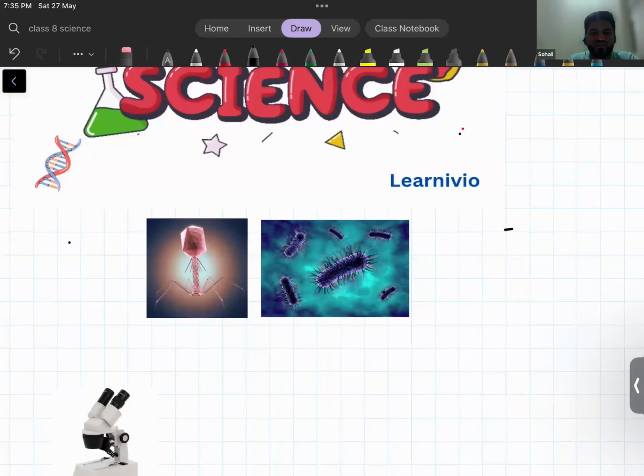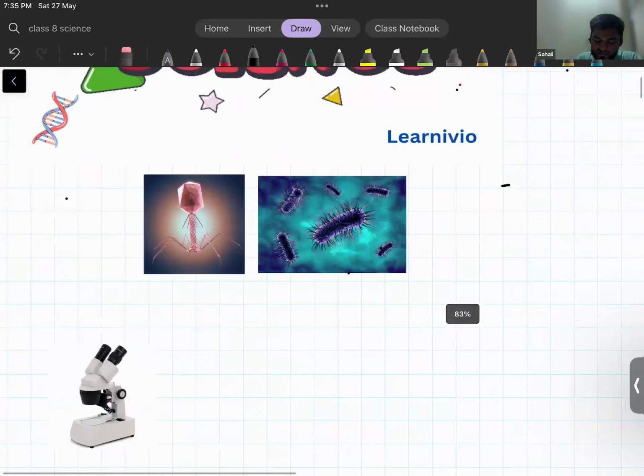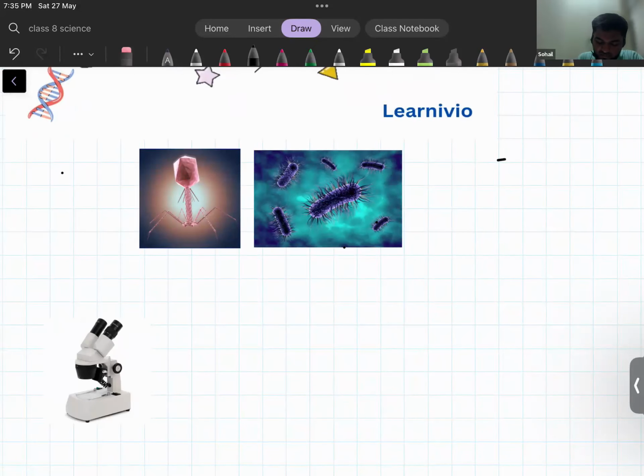Microorganisms are known to be present in almost all weathers. They can survive in extreme conditions also. So we are going to talk about the microorganisms. In the above figure, you see these are microorganisms, which I have taken, the two figures here.